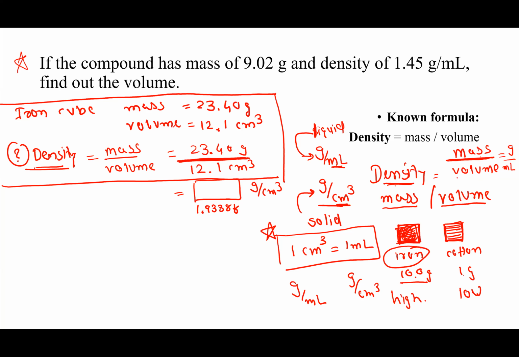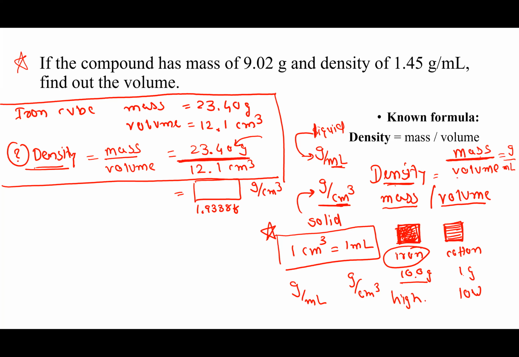1.93. What was the rule? For multiplication and division, you need to use the least number of significant figures. So if you have multiplication or division, your answer must have the least number of significant figures from the given numbers. So we need to find out how many significant figures we have in these two given numbers.